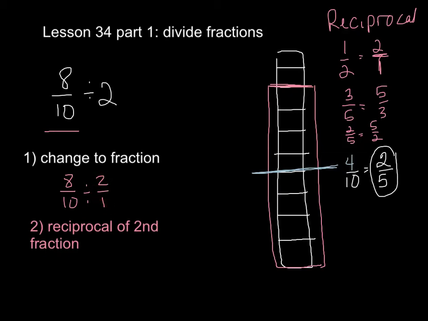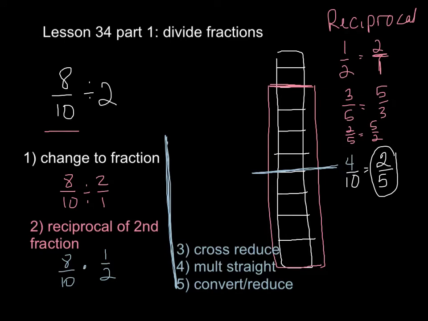Reciprocal him, so instead he'll be 1/2, this is the reciprocal of him. Leave the first guy alone. He's still 8/10. And we change this division because we changed this division over. We can change this division over to multiply. So now it's multiply.